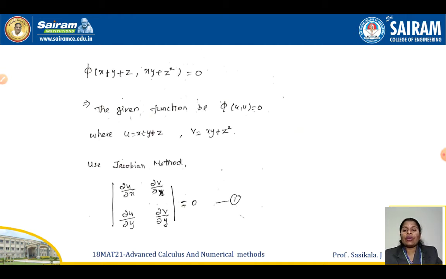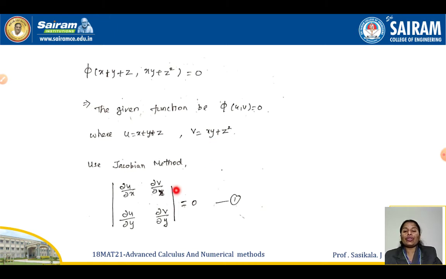So one more. This is the last method for eliminating arbitrary functions. You see the function is phi, but inside you have two functions. That means phi of (x plus y plus z, xy plus z square) equal to 0. If you have a problem like this, it is in the format of phi of u comma v equal to 0, where u is x plus y plus z, and v is xy plus z square.